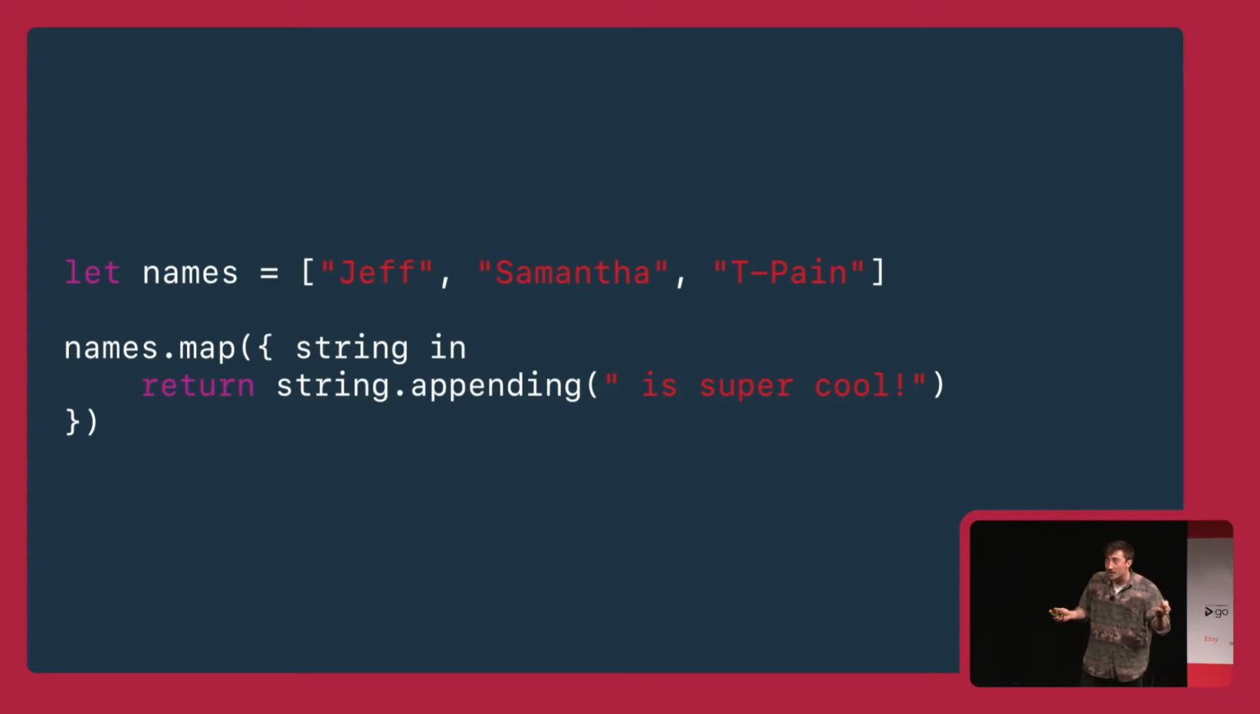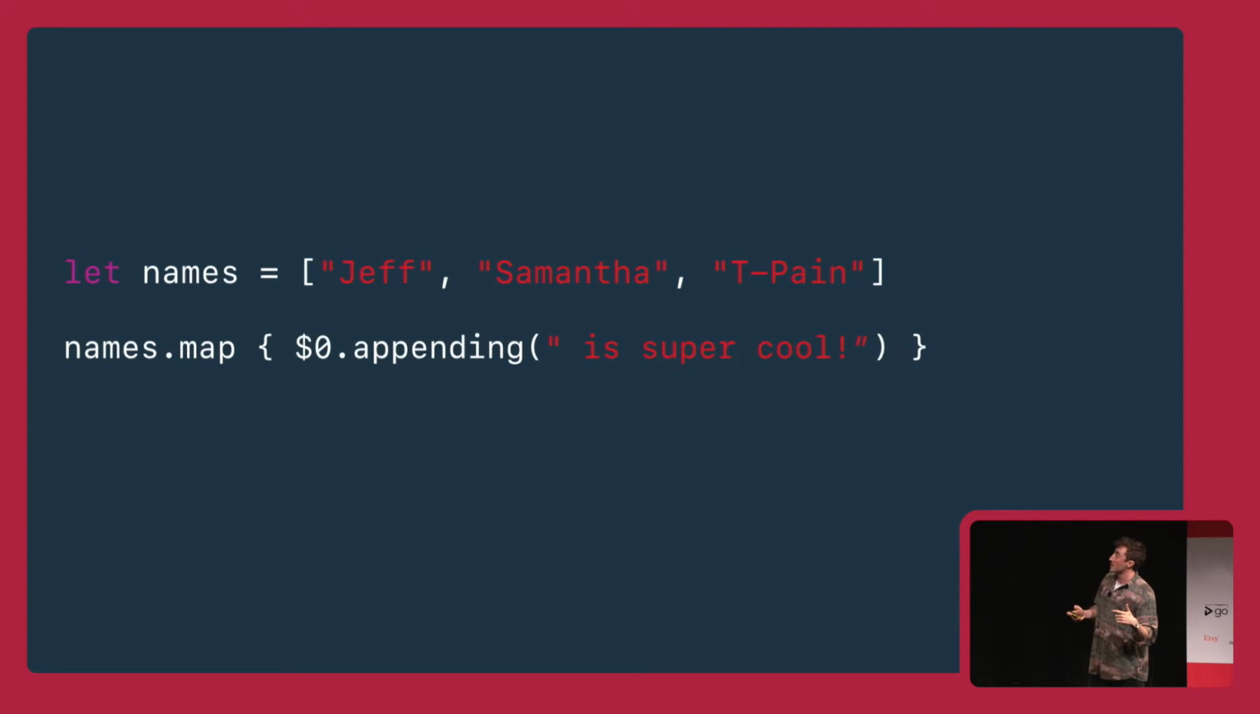We can also use trailing closure syntax to get rid of these brackets here. And we can finally use shorthand argument syntax to get down to just this. So it almost feels like you're just writing a nice scripting language, but behind the scenes, there's all of these strong types.